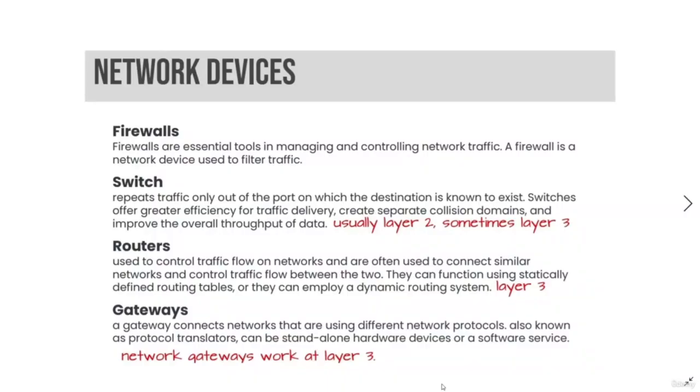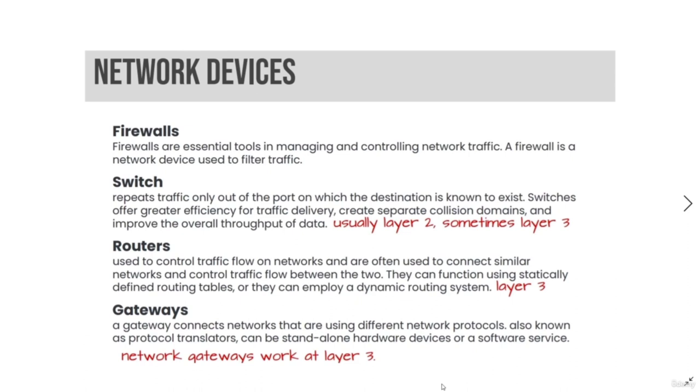So next, let's look at common network devices. Network devices include firewalls, switches, routers, and gateways. Firewalls are essential tools in managing and controlling traffic. A firewall is a network device used to filter traffic.